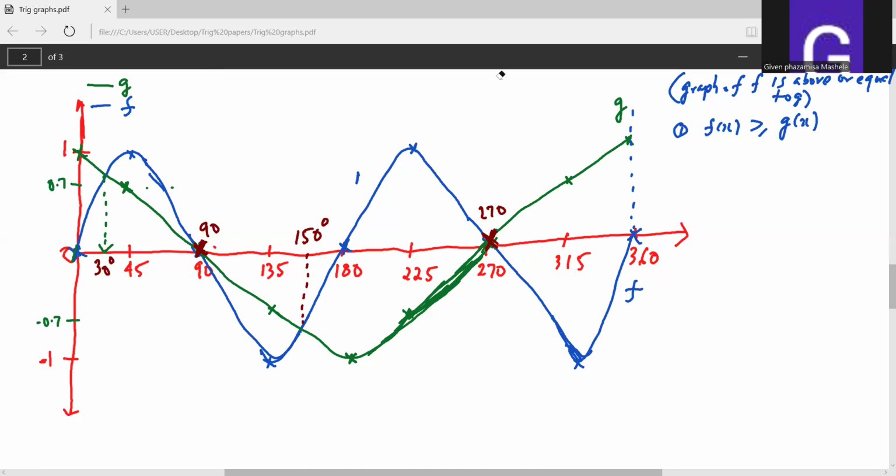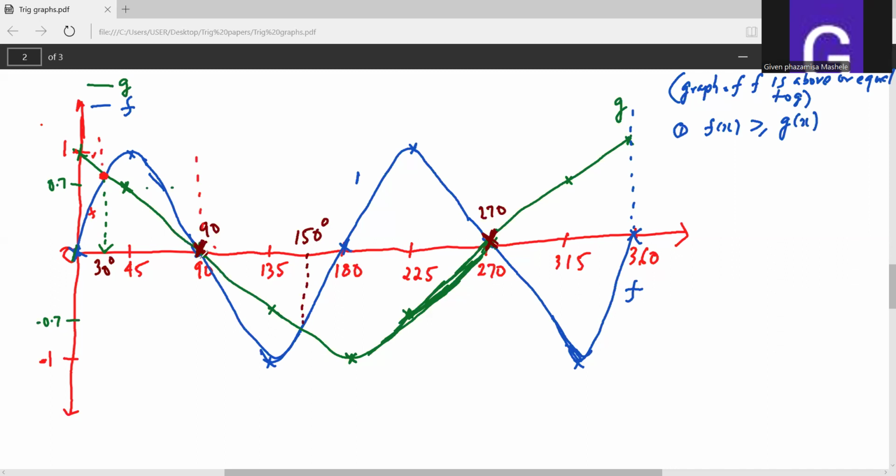So let's go through this. How are we going to do that? Actually, we need to look where the graphs are equal, because it says either greater or equal. Let me use a red color so that you can understand. Look, from this point here, it is at 30. Before 30, this is g, this is f. It means g is bigger than f. It's not what we want. But now let's move from 30 up until 90.